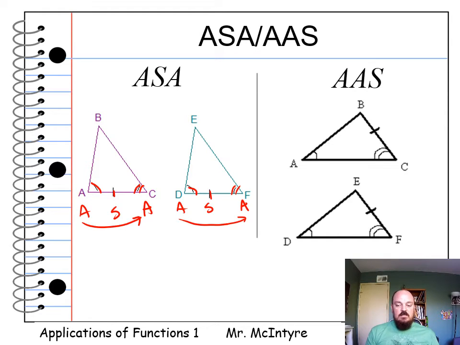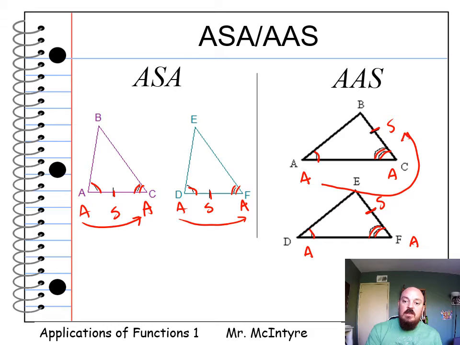Now this is an example of AAS. And I'll mark it up in red again. So in one triangle, I have this angle the same. There's my first A. Then I have this angle, that's another A. Then I have this side is the same, that's my S. So going in order this time around the triangle, it goes AAS instead of ASA.